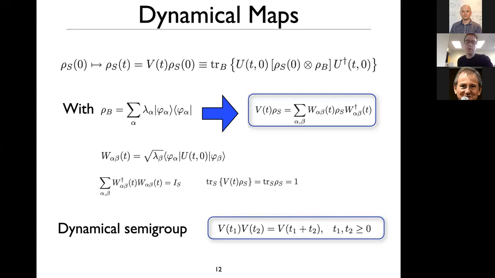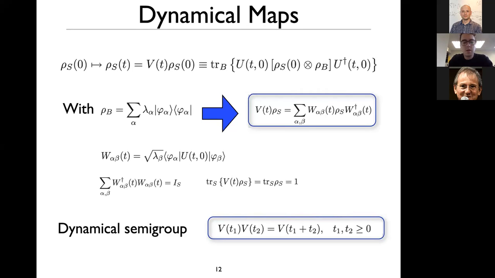So a dynamical map can be written as, or defines, a dynamical semigroup if it satisfies the following property that's given at the bottom of the slide, in this blue box. If we have two times t1 and t2, and our dynamical map satisfies this kind of composition property, then it defines what's called a dynamical semigroup. What's important about dynamical semigroups is that they can be shown to basically describe or characterize quantum Markov processes.